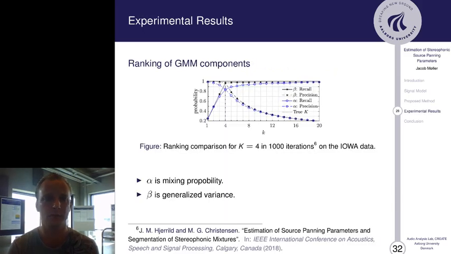Here's the experimental result on the ranking of the Gaussian mixture components. This is a comparison between alpha, the mixing probability, and beta, the generalized variance. For each iteration, k is 4, which means we have 4 sources. We can see a great improvement in this case from 0.2% to approximately 99%. Which means that after ranking with the generalized variance, we have located the clusters as the first sources.